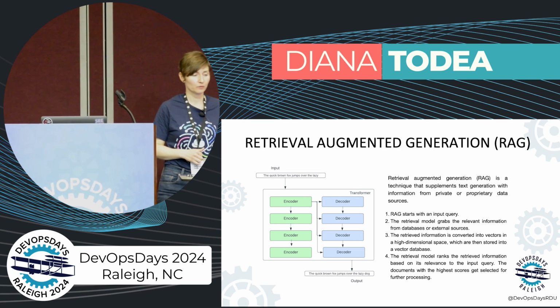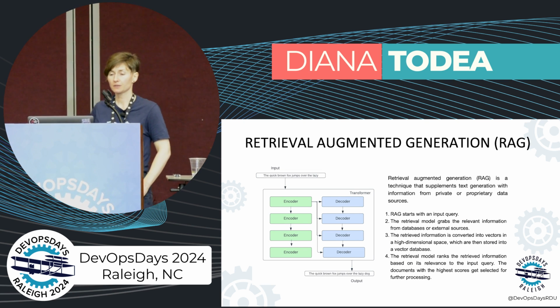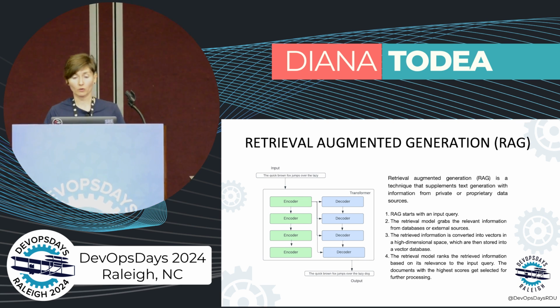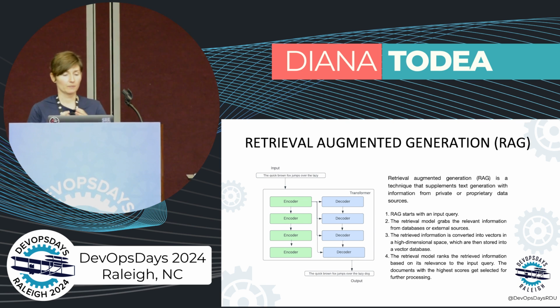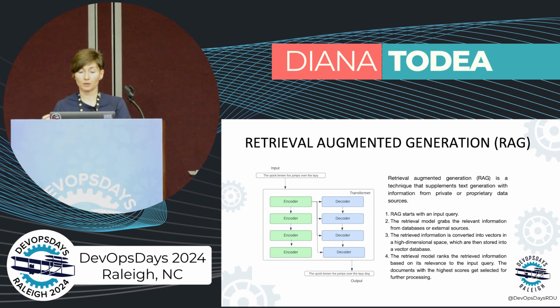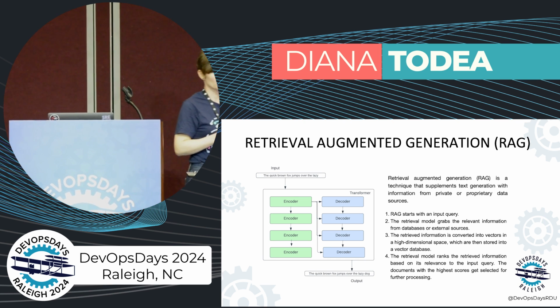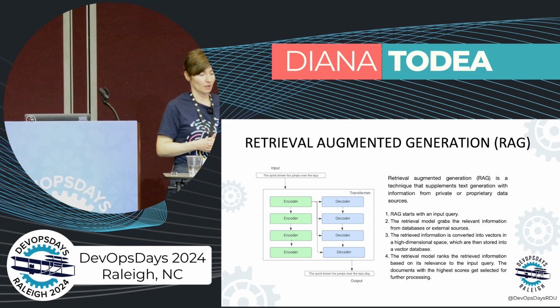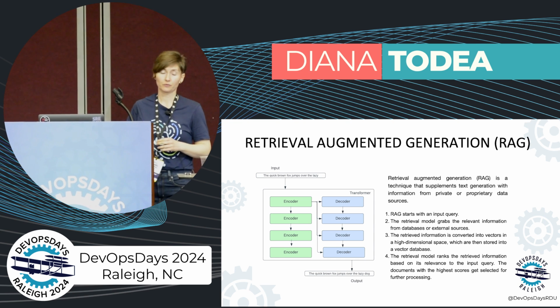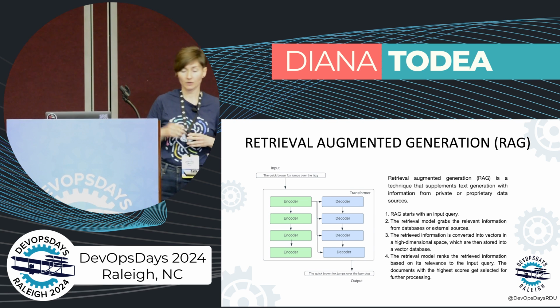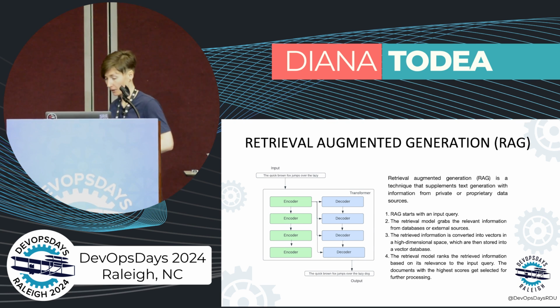So I've been mentioning retrieval augmented generation before as a mechanism. It's a technique that supplements text generation with information from private or proprietary data sources. What happens is that it will start with an input query, then the retrieval model will grab the information from databases or external sources, and then the retrieved information will be converted into vectors in a high-dimensional space, which are then stored in a vector database. The retrieval model will rank the retrieved information based on its relevance to the input query, and the documents with the highest scores will get selected for further processing.